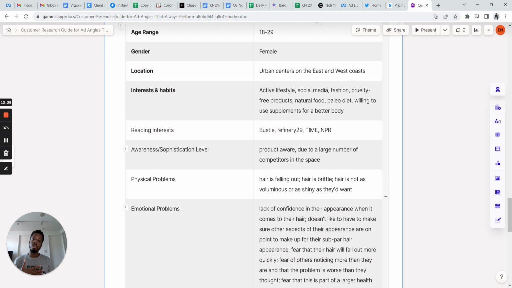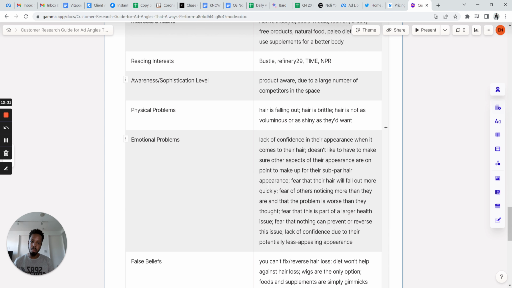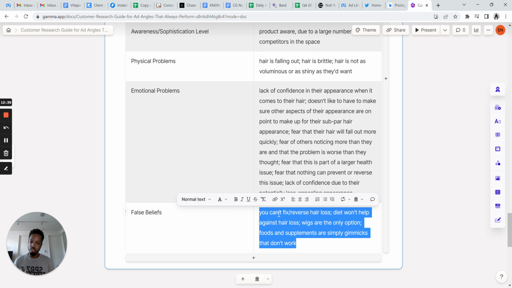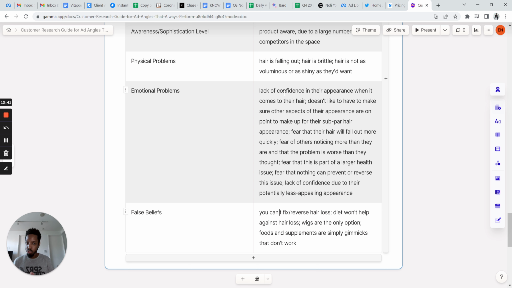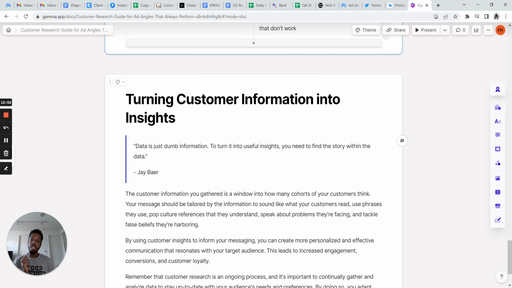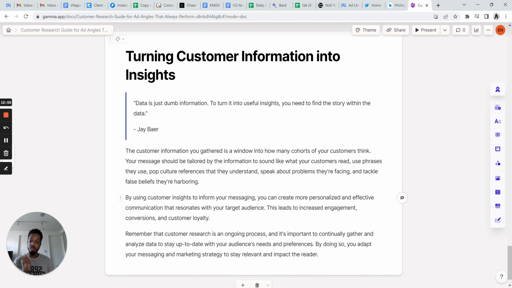This is what roughly a customer research table looks like, right? So essentially, based off this, you can begin to just write angles based on speaking to one of these false beliefs, or one of these emotional problems, or one of these physical problems. You can basically begin writing ads based on what's written here. This is a good starting point, and that's why you do that. Now, insights, right? The way you turn this information into insights is simply by looking at them and converting them into potential reasons and angles for buying this product. All right?